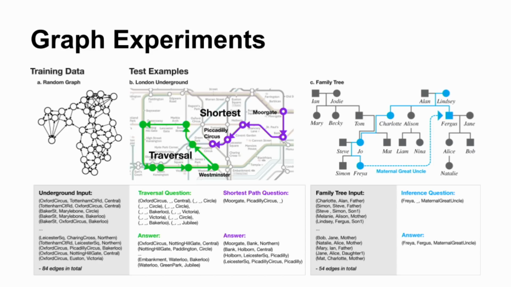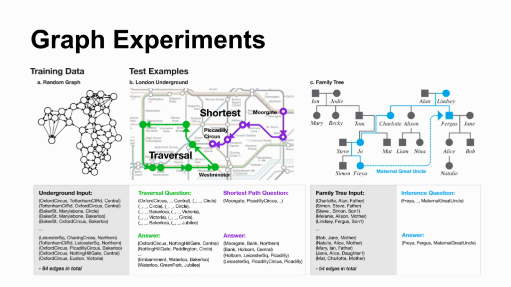So in this case, maternal great uncle has a specific meaning, which is essentially a traversal. It's a chain of relationships in the graph, your fathers, mothers, brothers, whatever. I can't remember. But it's never explicitly represented in the graph. It just has to work out what that means.